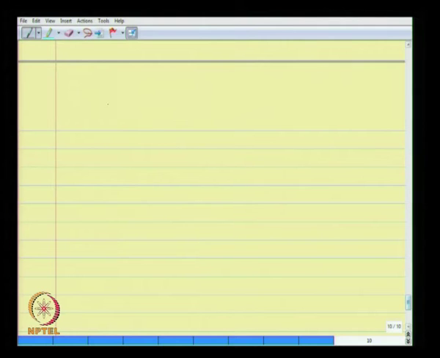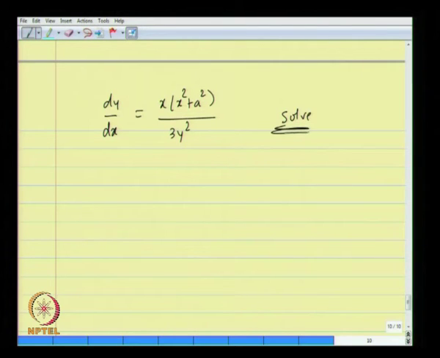Another example that I can give you is the solution of this, which I won't do, but I'll give you this for you to figure out. x square by a square times 3y square. Solve. It's easy to solve by this separable first order equation. And whenever you have an equation like this, dy by dx is equal to ax plus b by cy plus d, it is a separable equation. Okay.